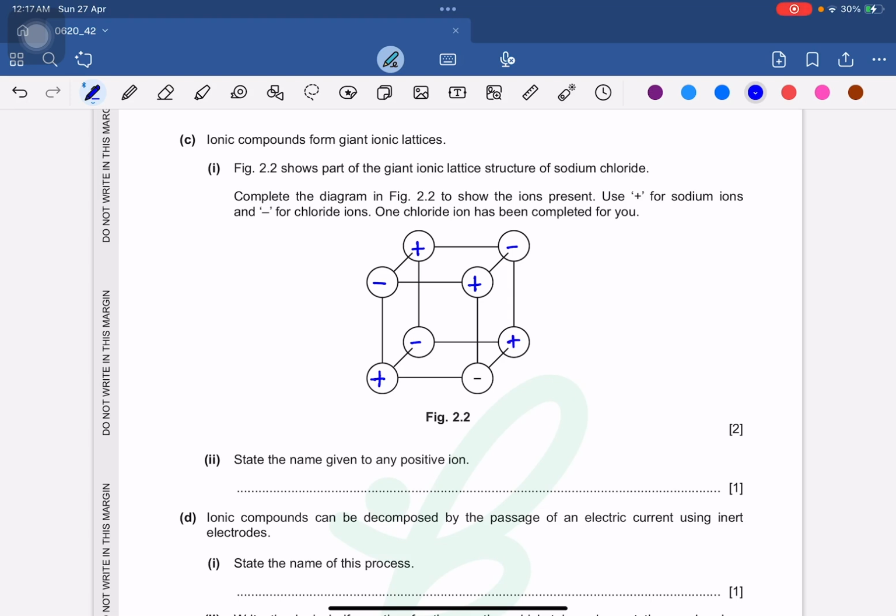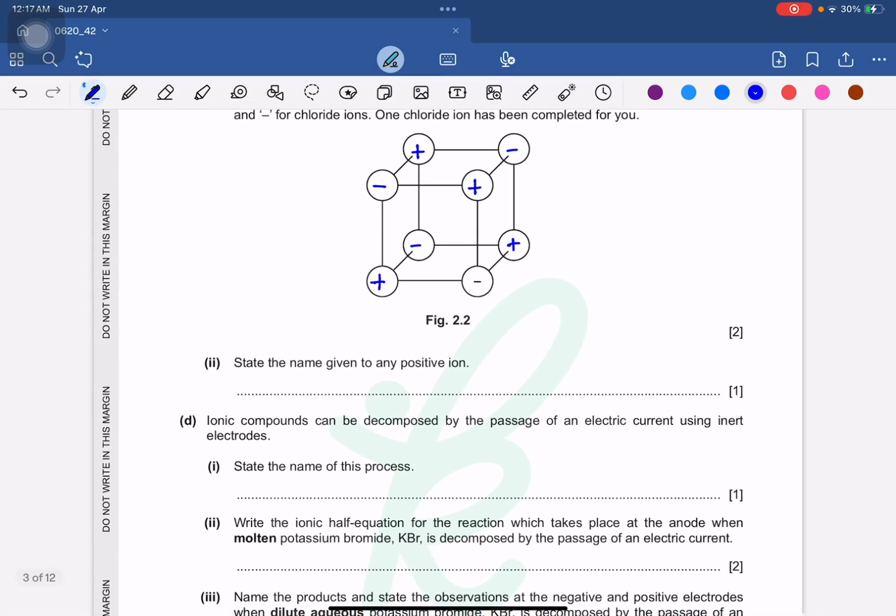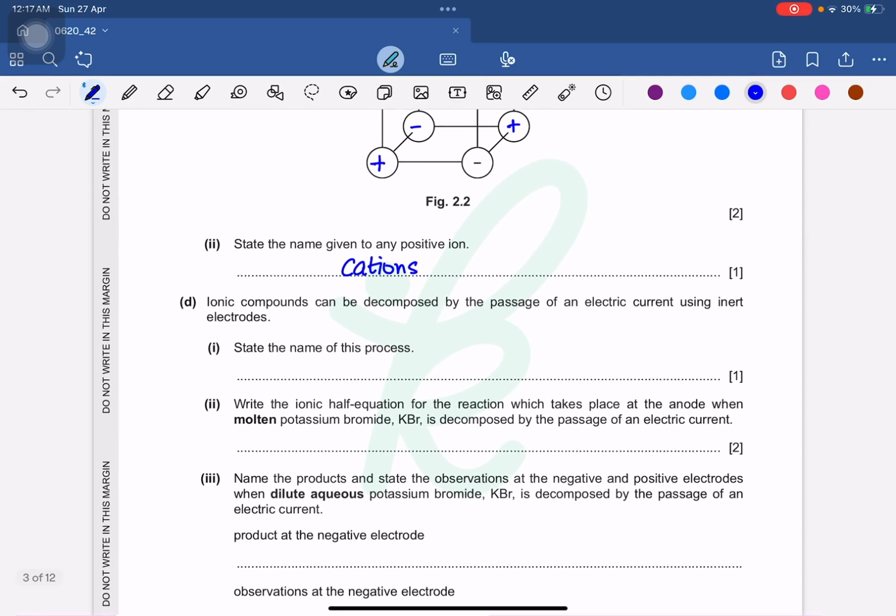The next question says, state the name given to any positive ion. So we know that the positive ions are called cations. Next question. Ionic compounds can be decomposed by passage of an electric current using inert electrodes. State the name of this process. So this process is called electrolysis, where electro means electricity and lysis means breaking down. Let us move on to the next question.